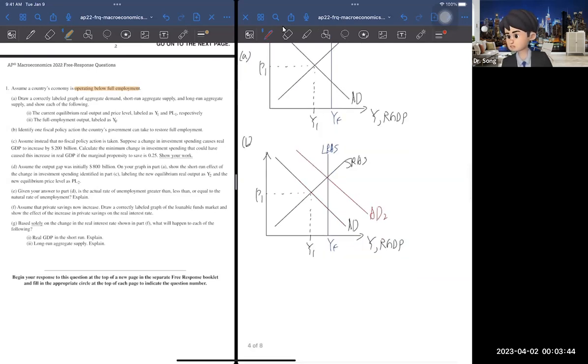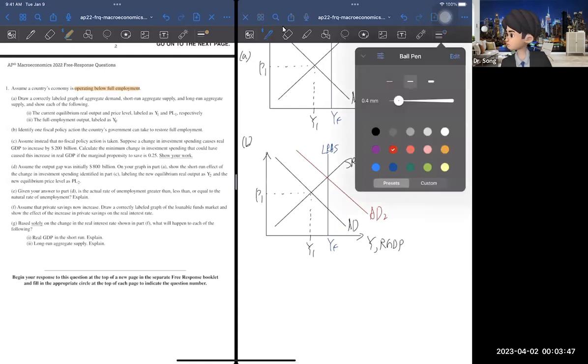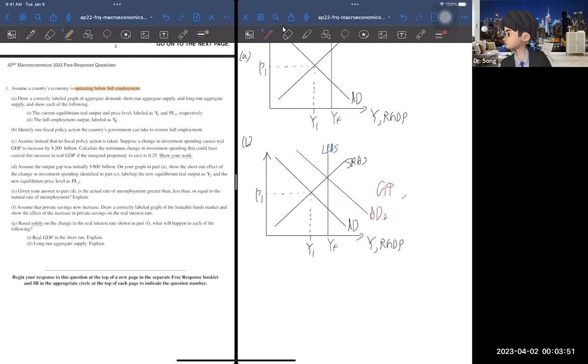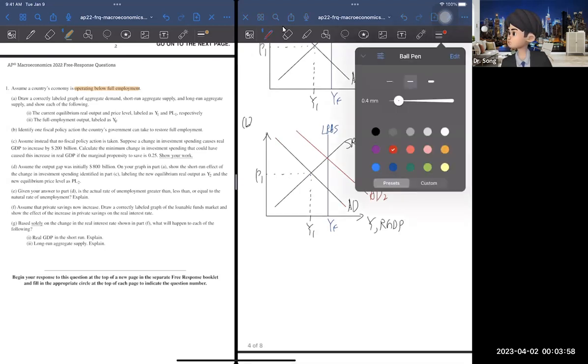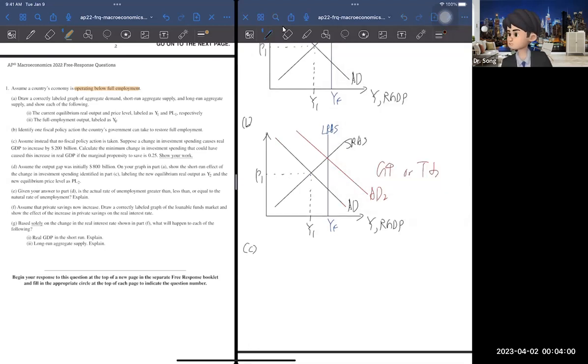So one fiscal policy action you can say is raising government spending or lowering, reducing the tax. That's the answer to question B. Now, let's go to question C.